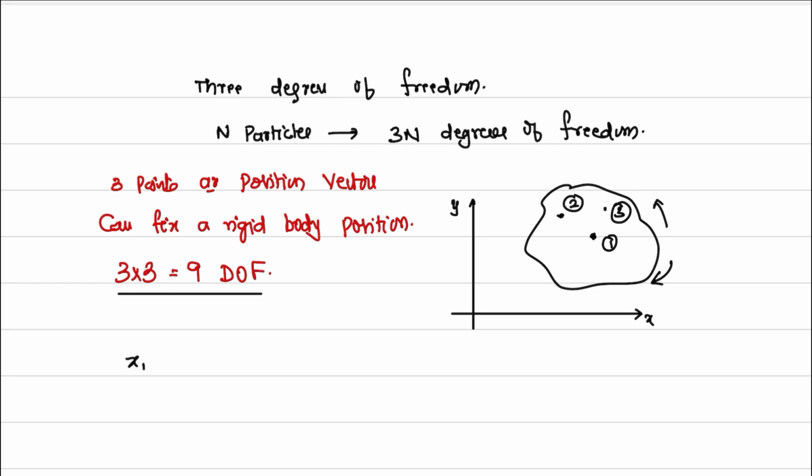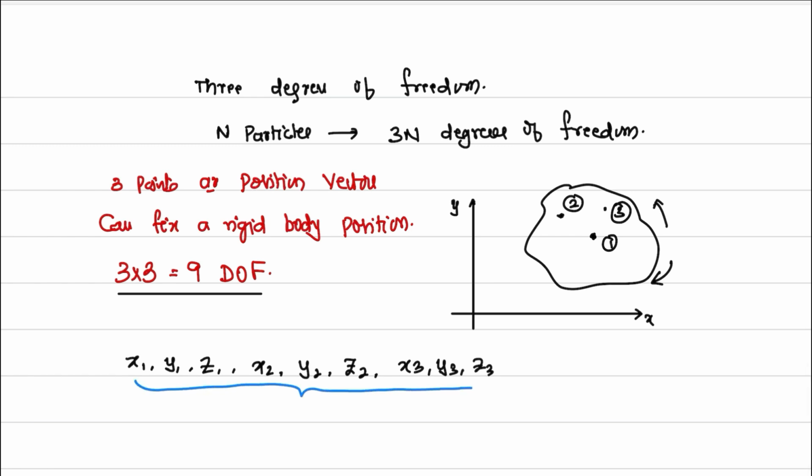What are the 9? x1, y1, z1, x2, y2, z2. Please understand this. x3, y3, z3. How many are there? 9 coordinates I am at liberty to choose. 9 degrees of freedom. Now, in the first instance, I have fixed one point. That means x1, y1, z1 I have chosen.